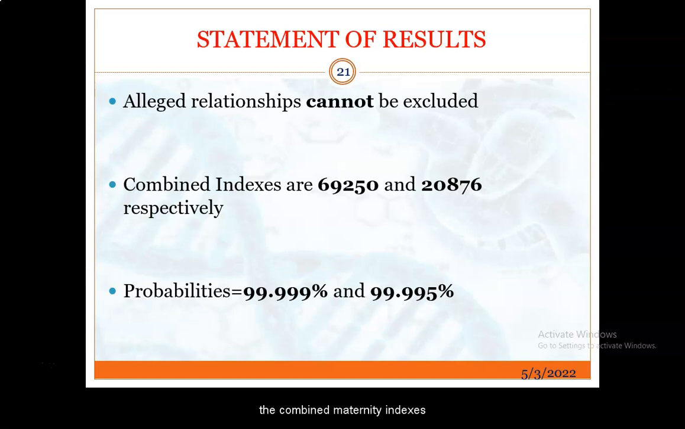The combined maternity indices for the two analyses, that for the supposed mother and skeletal remain and the supposed child and the skeletal remain, were 69250 and 20876 using the appropriate allele frequencies. The probabilities they obtained were 99.999% and 99.995%, which is acceptable by international standards.